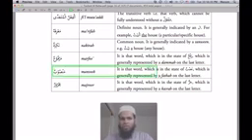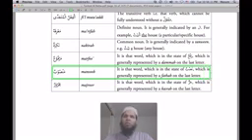Mansub, it is that word which is in the state of nasab, which is generally represented by fatha. Again, in our example, daraba zaidun amran. Amr is mansub because the action is being done upon him. That's why to make him mansub, we need two fathas. That's why it is fathatain, amran. It's not amrun or amrin. Next we have majroor, harf jar.